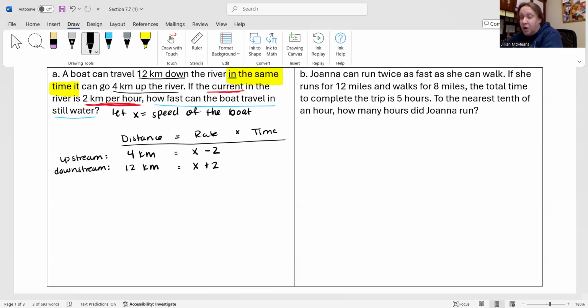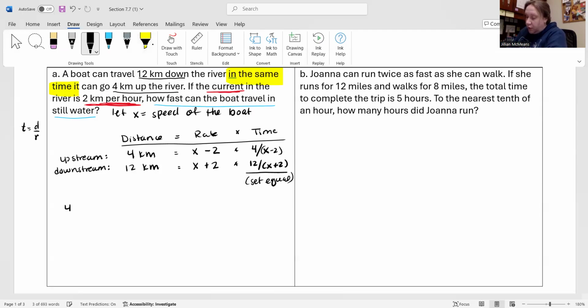And then finally, time. We're not given any information about time other than it's the same amount of time going 4 kilometers upstream as it is to go 12 kilometers downstream. Other than that, we just have to remember that time equals distance divided by rate. So the distance traveled is 4 kilometers divided by x minus 2, or 12 kilometers divided by x plus 2. And then because we know that we're traveling 4 kilometers upstream in the same amount of time that we go 12 kilometers downstream, we want to take these and set them equal.